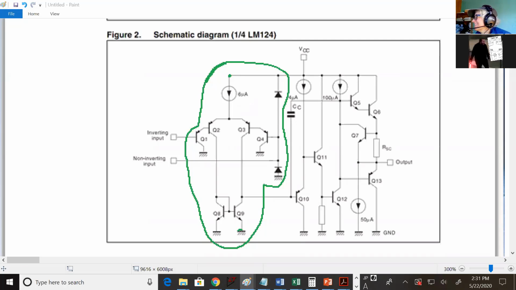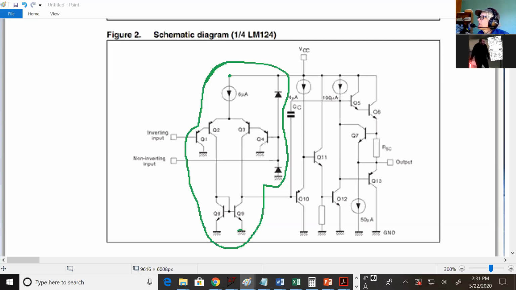Sorry. Okay. Why isn't Q8 and Q9 a current mirror? That right there, it's a biasing technique, but if it was a current mirror, Q8 would have a resistor above it, and it wouldn't be part of the circuit. It would be a separate circuit that generates a voltage. Okay, thanks.